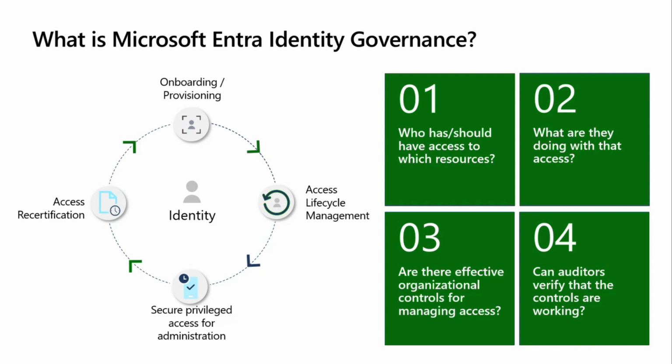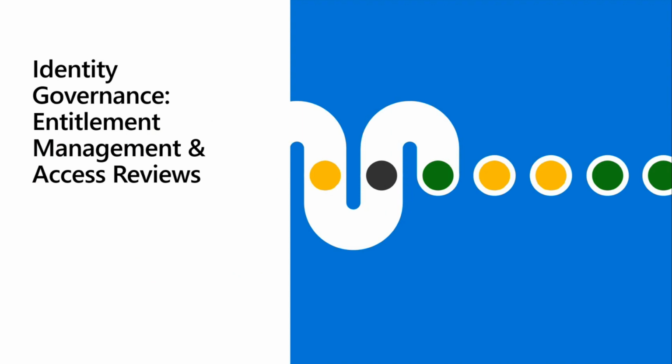It's really intended to help organizations address four key questions: which users should have access to which resources, what are they doing with that access, are there any controls for managing the access, and can auditors verify the controls are actually working, which is the piece that I think relates to compliance. So that's the overview of what IGA is. Now we're going to go into each of these areas.